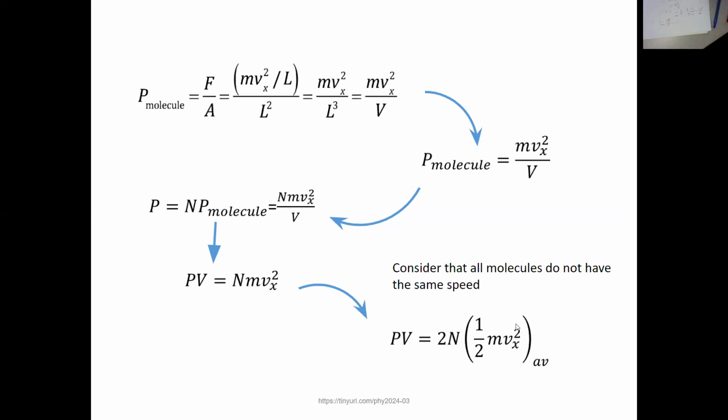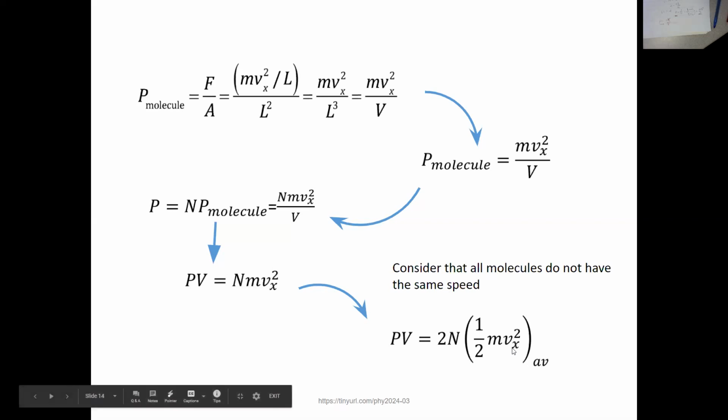And we should note that not all the molecules will have the same speed, right? We were making the assumption that each molecule has the same speed, but in reality, that's not true. So we should take the average of this 1/2 mv squared for the kinetic energy term, okay? So then there's this subscript of AV, which means average kinetic energy, all right?